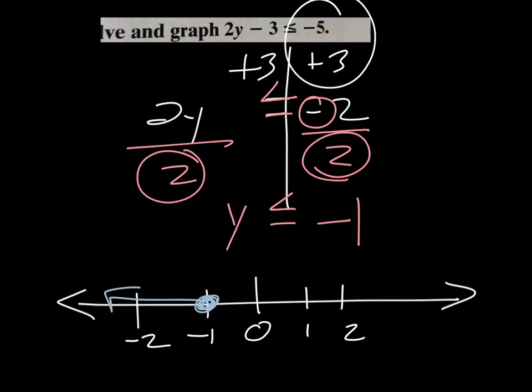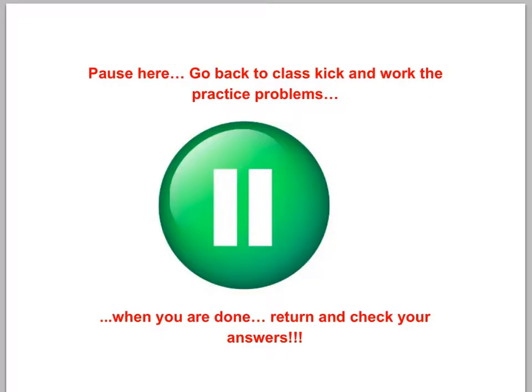Now you've got an example in the next one, and then you'll come back here for a little more work. So again, pause here, go back to Class Kick, and work a problem, and come back here for the answer. So we have -10 is greater than or equal to 1/2 x minus 6. And again, we're going to solve this just like a good old-fashioned equation, except that we graph at the end.